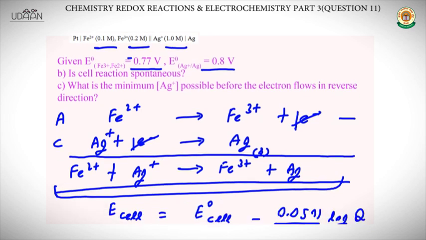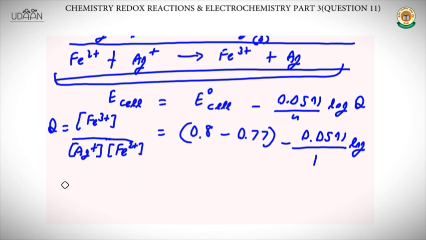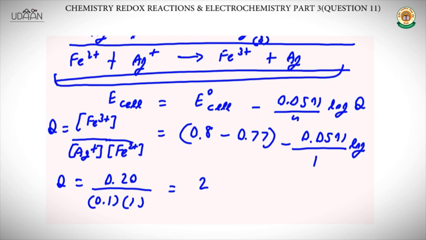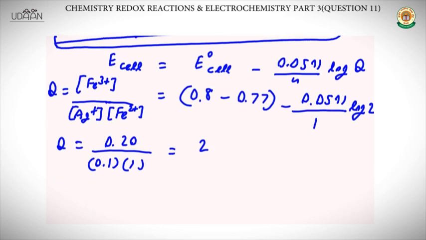Correct. They're already given in the question, so we'll directly put these values to calculate the value of Q. This is 0.20 by 0.1 into 1, so this gives us 2. So this will be log 2.